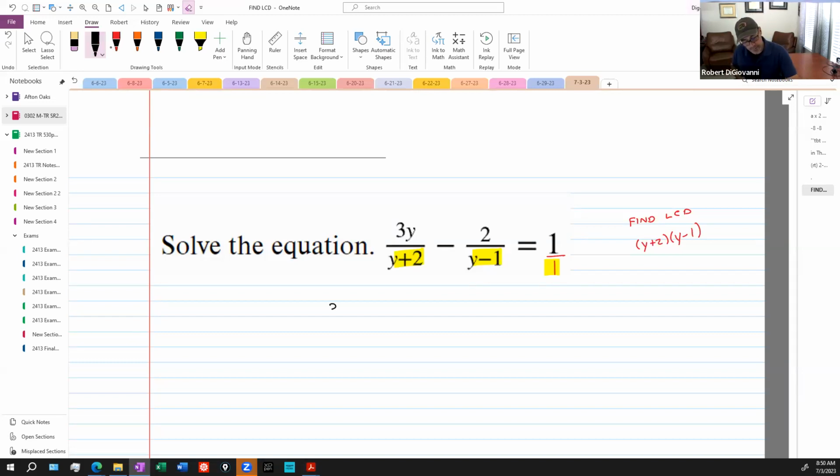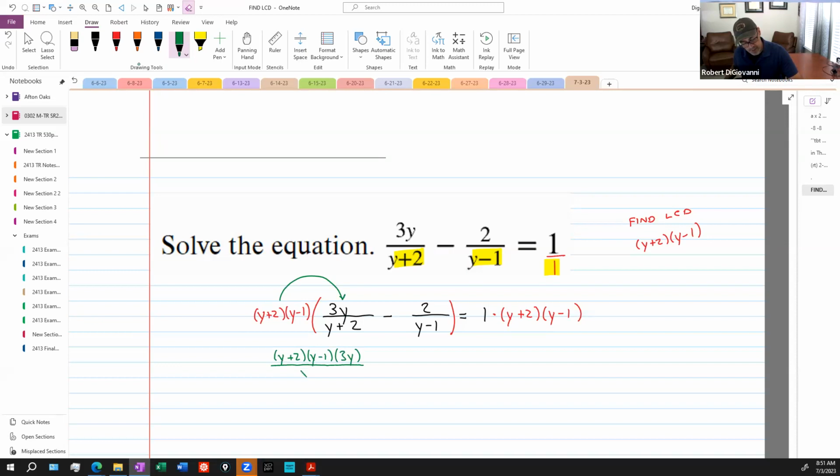So there's my LCD. I need a y plus 2 and a y minus 1. Now let's see if you remember what to do here. The next step, let me rewrite everything. We take that LCD and we multiply both sides of the equation by that least common denominator. And let's talk about what happens. When I multiply here, I'll write it out because it's been a while. I get y plus 2 times y minus 1 times 3y, but that's all over the denominator y plus 2. It's really like I'm looking at this as a fraction over 1, and I'm just multiplying straight across. So these two things times 3y is up here, and then the 1 times y plus 2 is on the bottom.